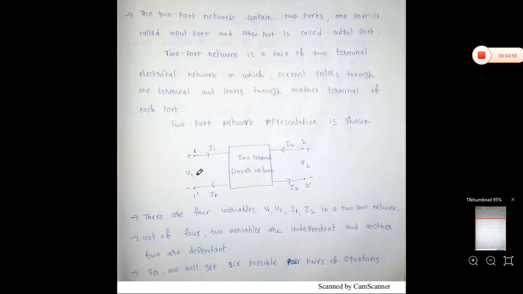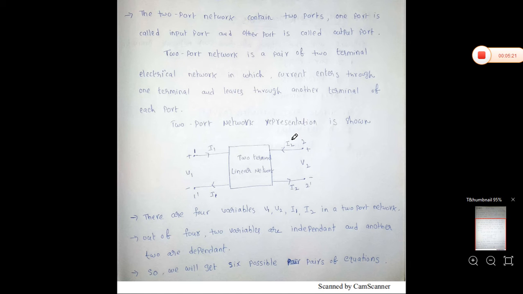This is one and this is one dash. The output port also consists of two terminals, this is 2 and 2 dash. So each port has two terminals. The input port consists of voltage V1 and current I1. The output port consists of V2 and I2.